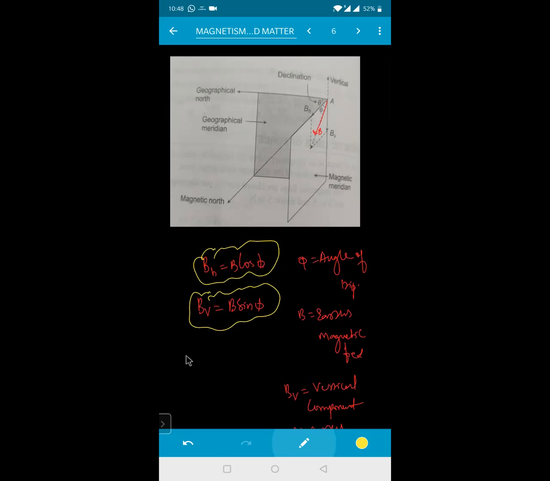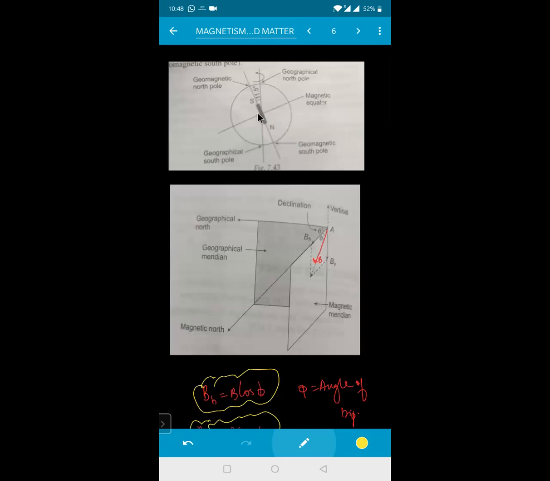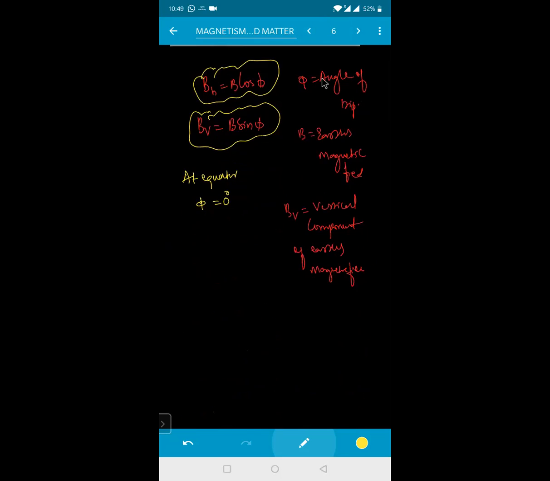Now tell me, at the equator, phi will be equal to how much? 0 degrees. Why? Because that axis is exactly passing through the magnetic meridian. There is no horizontal component, so the horizontal component along the magnetic meridian will be equal to 0.